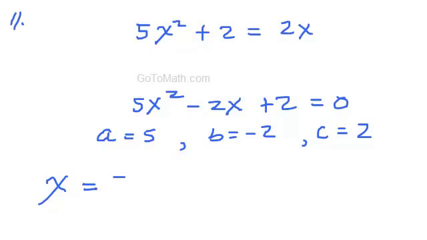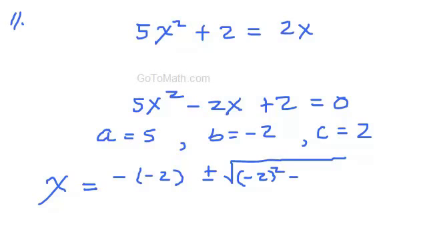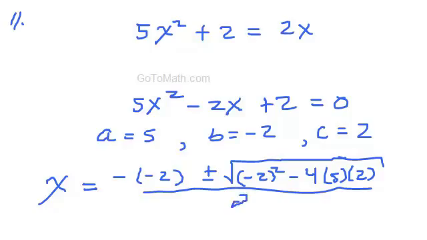Well, I'm not going to write it down, so let's see if we can remember. So remember, we start with a negative, and then we got minus 2. So let's go ahead and put that in parentheses. Plus or minus the square root of b squared, so that's going to be negative 2 squared minus 4a, which is 5, and c is 2. Right, and it's all over 2a, so 2a, which is 5.